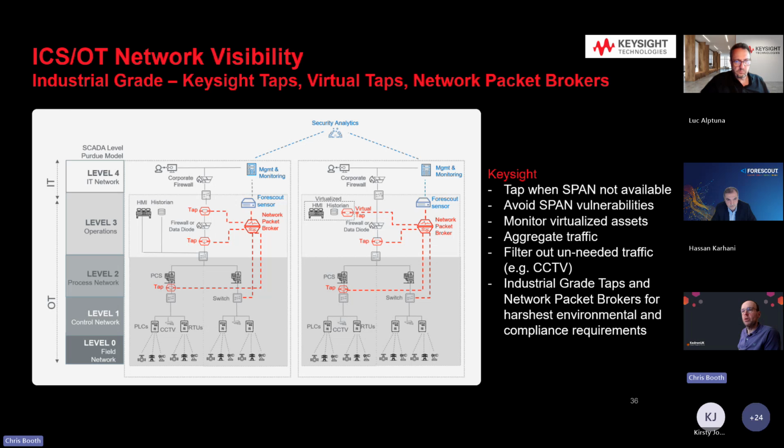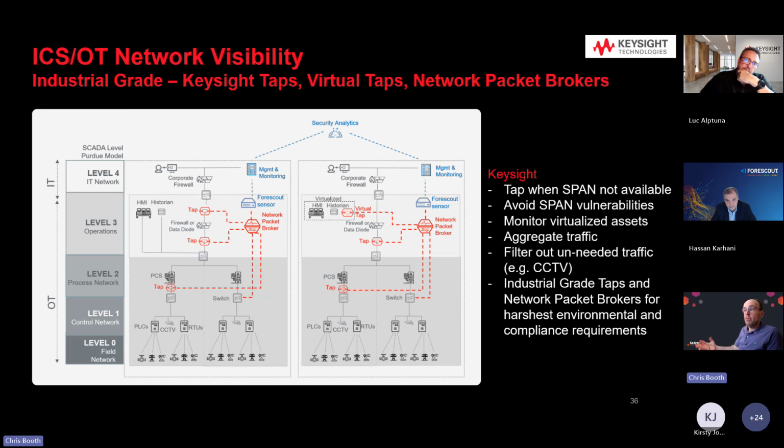So just as a high level overview diagram of how that translates into deployment, this is overlaid onto a Purdue model with its 5 layers. We can see we've got Keysight taps capturing relatively low level information there, but also higher up within the operational environment. That can all be delivered into the network packet broker and the Forescout sensor. Obviously, with the recent announcements, they could potentially be integrated into one physical hardware device, and that can ultimately go into the larger Forescout 4D platform.